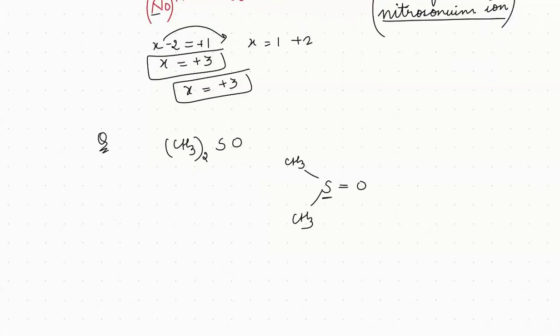Now just tell me, carbon is more electronegative or sulfur? Sulfur. So this electron goes towards sulfur. So sulfur takes its own cross electron, and also sulfur takes its own dot electron. Another sulfur takes its own dot electron and cross electron.